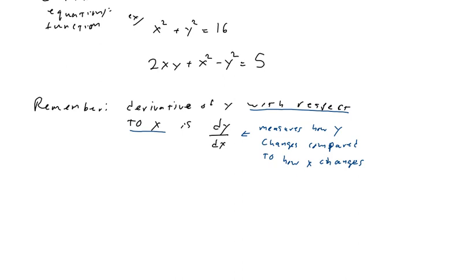Is x going up very quickly? Is y going up very quickly? Is y going down very quickly or very slowly? Or is y flat? Is y not moving at all? Right? That's a zero. So this is what we mean by derivative. How does y change with respect to x?